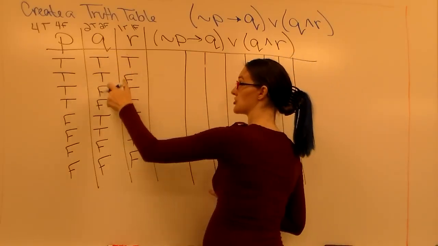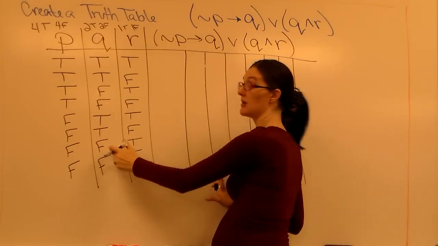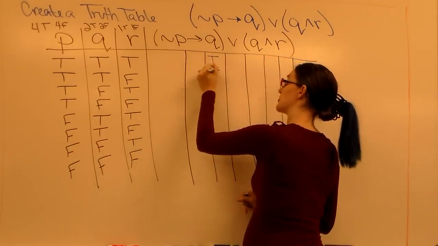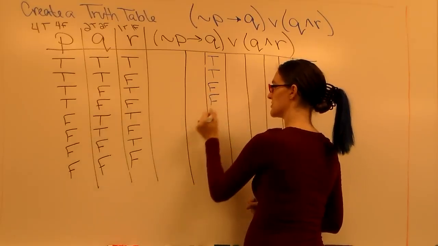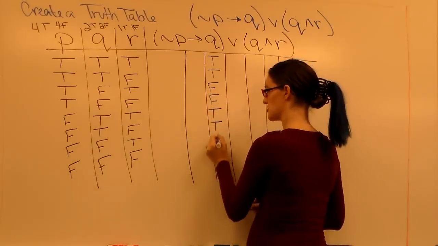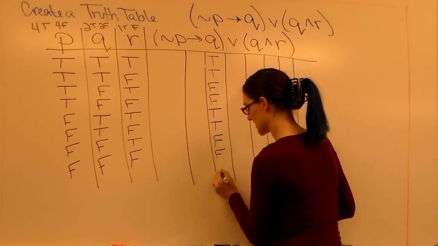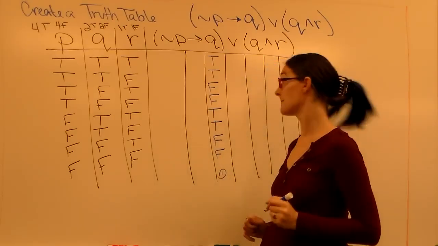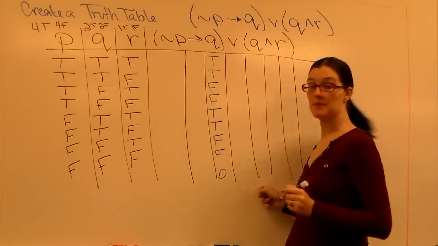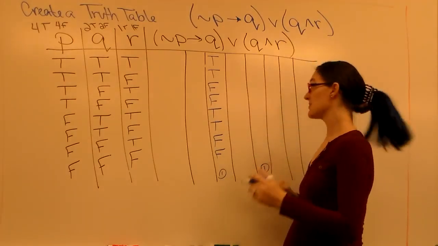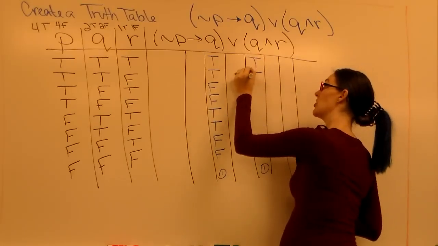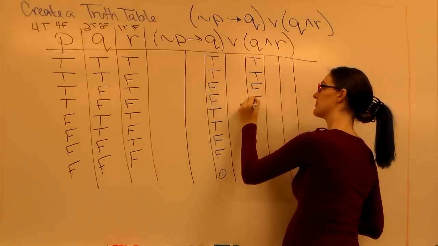So Q is true, true, false, false, true, true, false, false. So I'm going to do true, true, false, false, trying to keep my rows even. True, true, false, false. That is one of the first ones I'm going to put down. Here I'm copying Q again. It's again one of the first layers that I am putting down. I'm just copying them over. False.